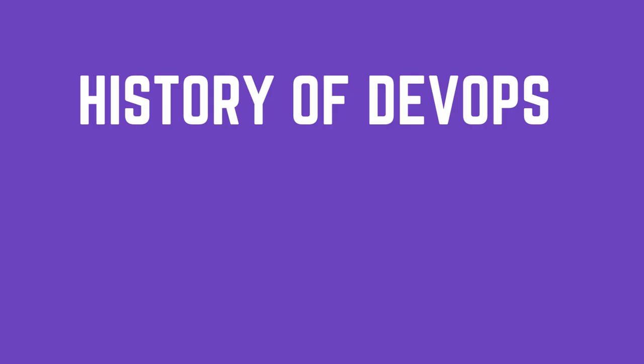History of DevOps. The history of DevOps can be traced back to the early 2000s, and its development is closely linked to the evolution of software development and IT operations practices. Here is a brief overview of the key milestones in the history of DevOps.